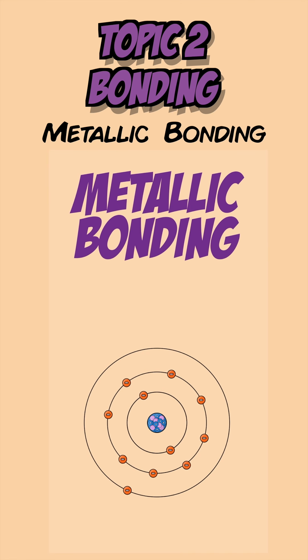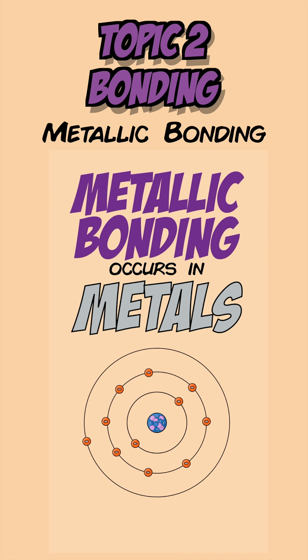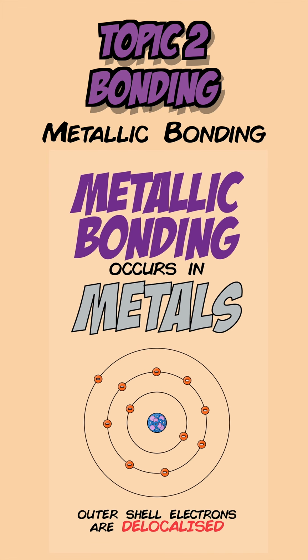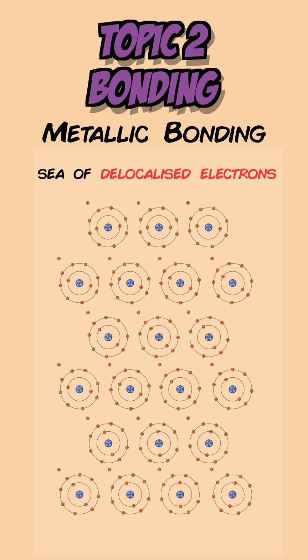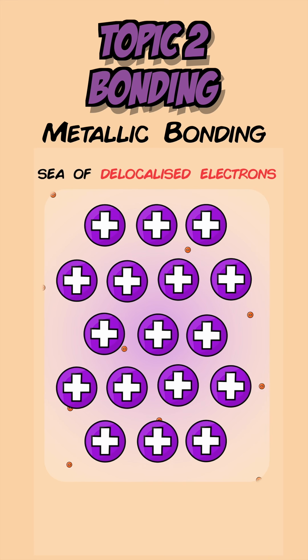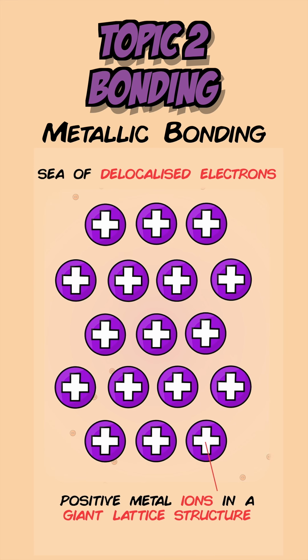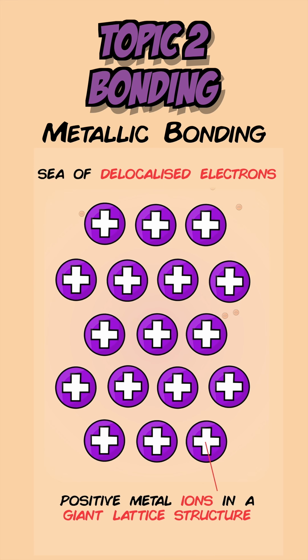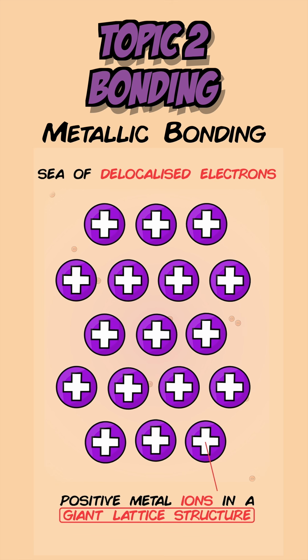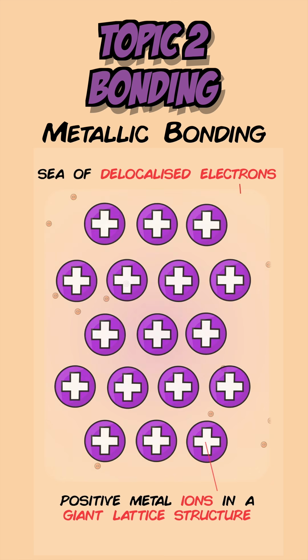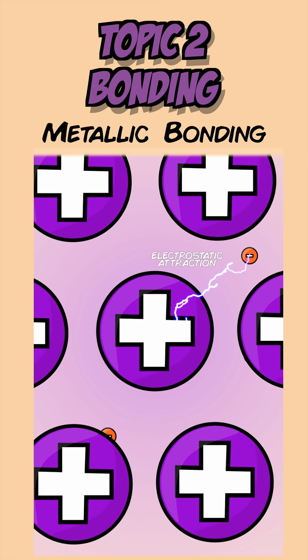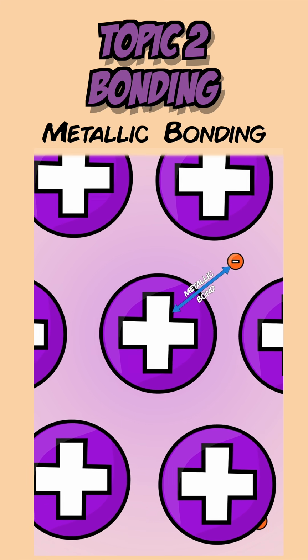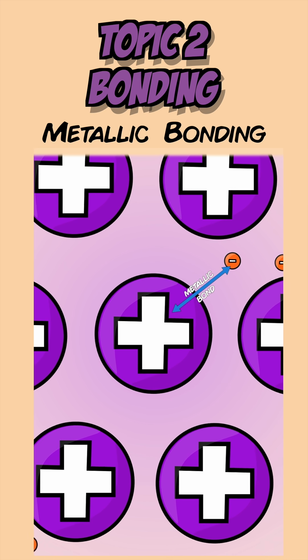Metallic bonding is bonding that occurs between metals, and within metals the outer shell electrons are delocalized and free to move. This creates a sea of delocalized electrons. Within this sea of electrons, there are positive metal ions which are arranged in a regular pattern in a giant lattice structure. These positively charged metal ions and negatively charged sea of electrons have electrostatic forces of attraction between them, which form the metallic bonds that hold the whole structure together.